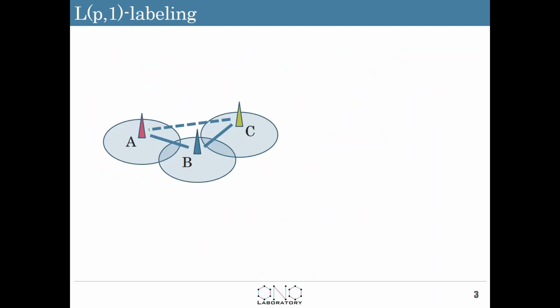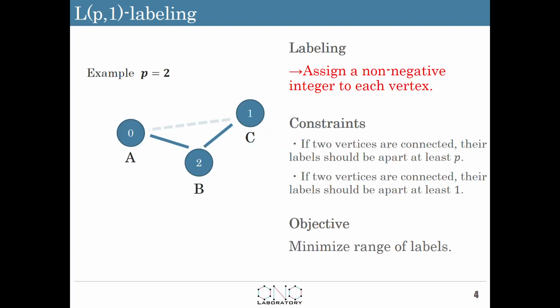These kinds of situations are represented by labeled graphs. The vertices correspond to devices, and the edges correspond to the relationships between devices that are very close together. The assignment of non-negative integers to each vertex corresponds to frequency assignment. I give an explanation by using a concrete example.